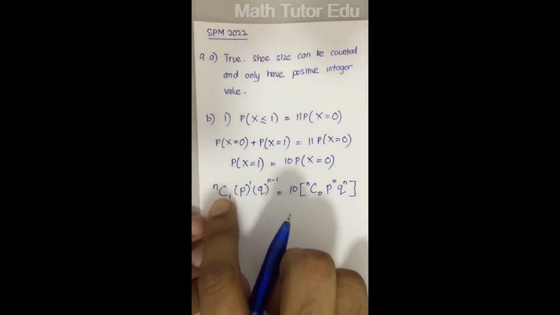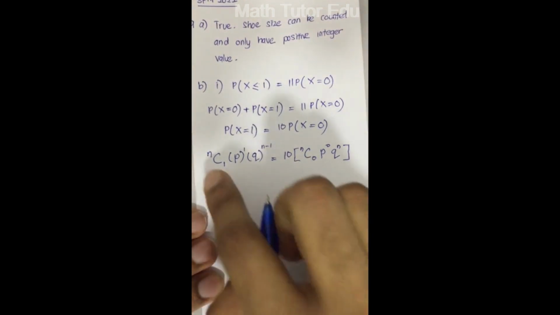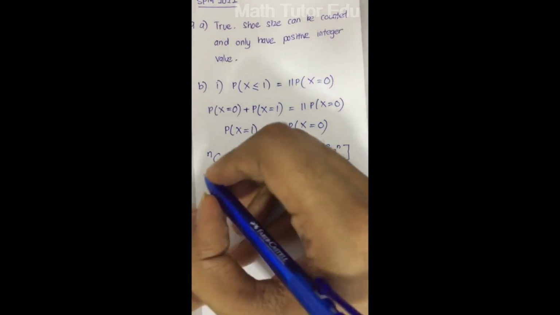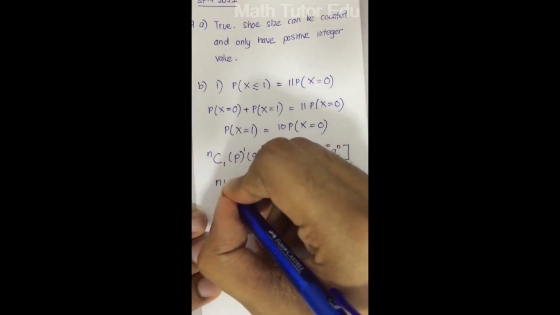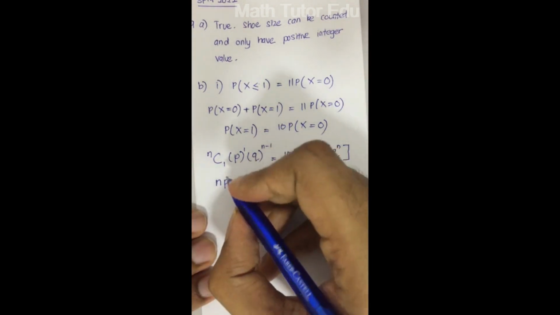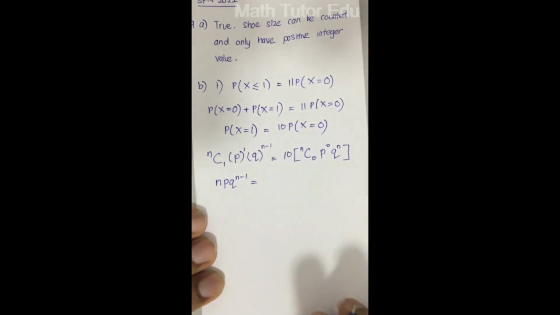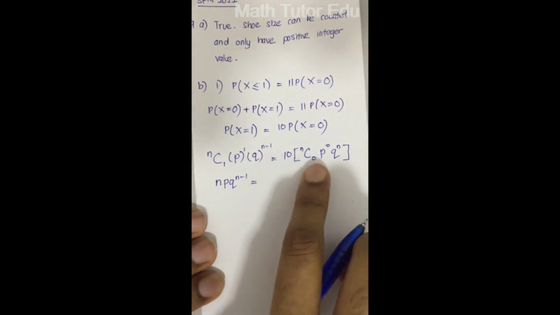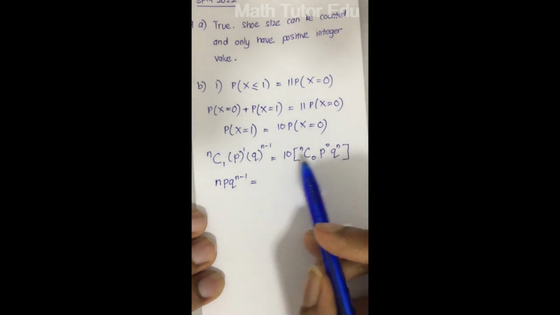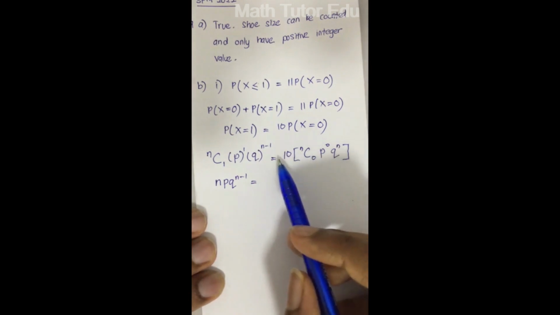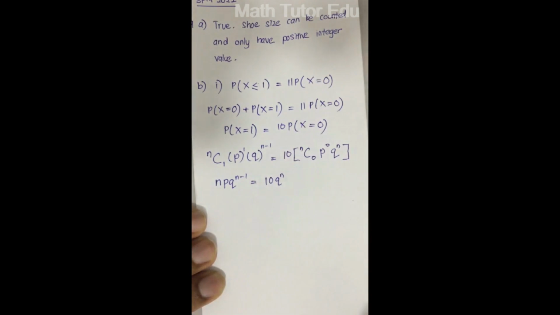So from here let us start to solve the left hand side. nC1, you calculate this, you get n. p to the power of 1 you get is p. q to the power of n minus 1 remains the same. It equals, so 10 nC0 is actually 1, p to the power of 0 is also 1, so you only left with q to the power of n, so 10 times q to the power of n, so from here we get 10 q to the power of n.